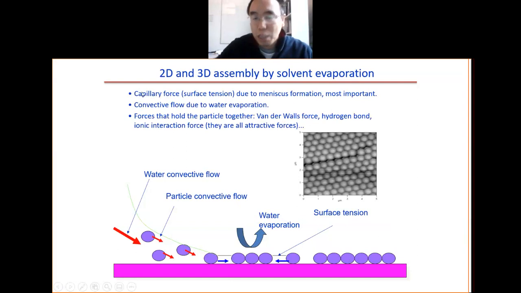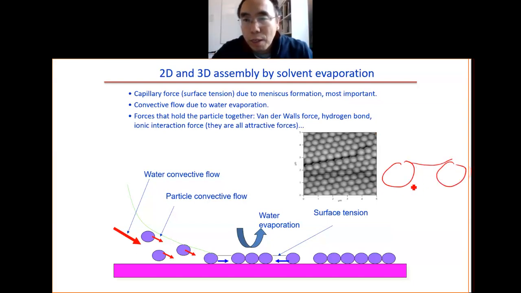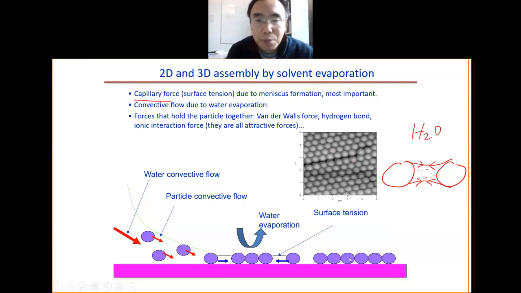So imagine you have two particles here. You have one particle here, another particle here, and you have this water, the liquid. Then you have the capillary force. The capillary force will be something like this. This capillary force will pull the two particles together. That's why you can see at the end they touch each other, because of the surface tension and capillary force. Once they come together, they will be held together by the van der Waals force, hydrogen bond, and ionic interaction force. Then they will stay together.